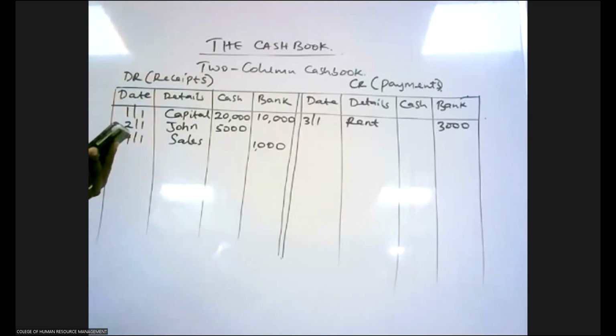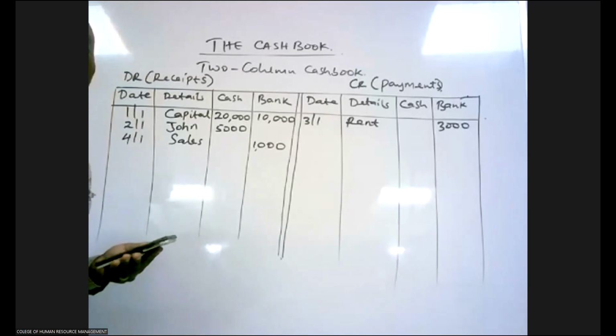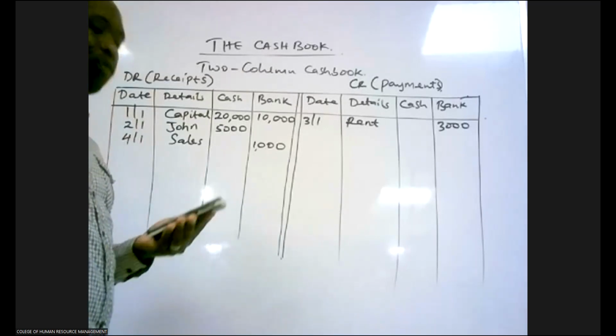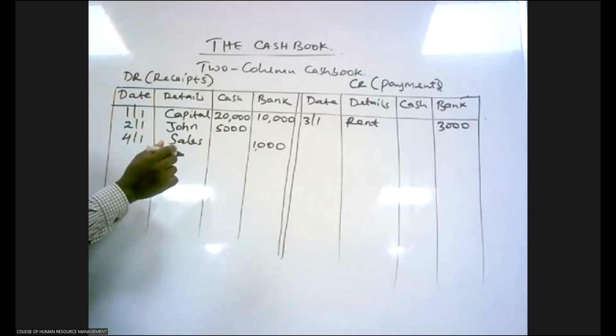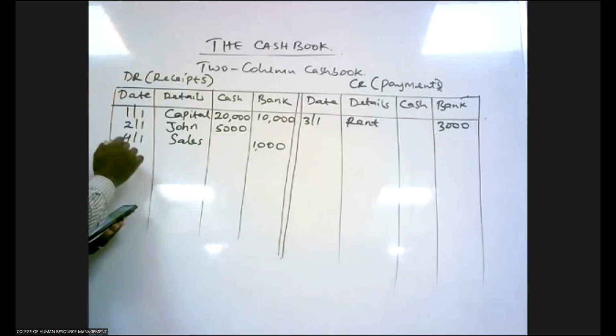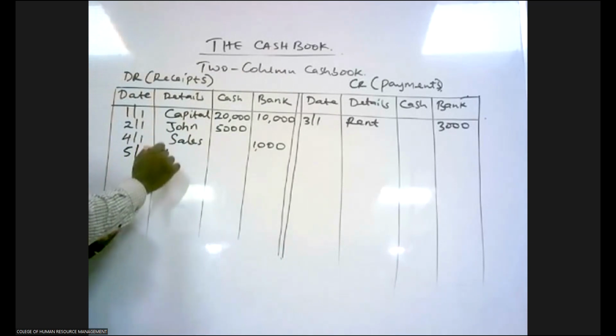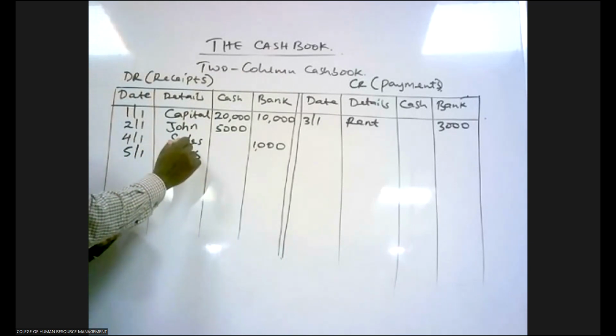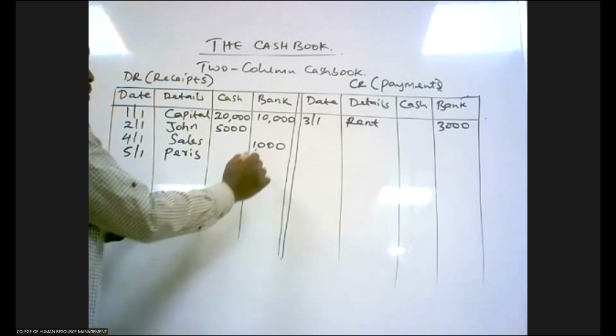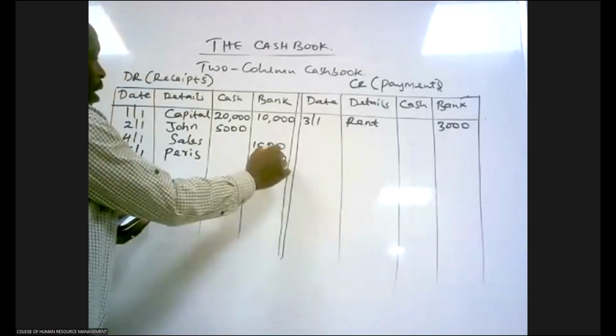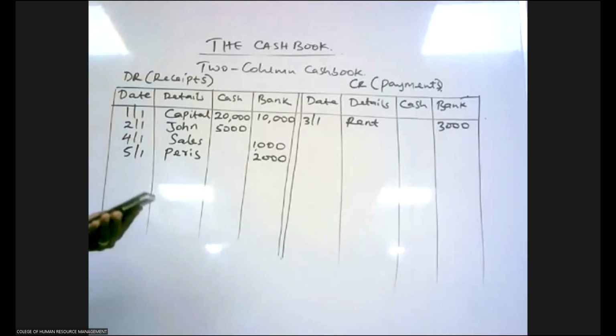Then on 5th, Paris, a debtor, paid him 2,000 via a check. Remember, a debtor is a person with our money, or a person with the business money. So when he's paying, the business will be receiving that money. That is on 5th of January, where the money is coming from, Paris. And this Paris paid 2,000 via check. So it is a bank receipt. Put it under bank.